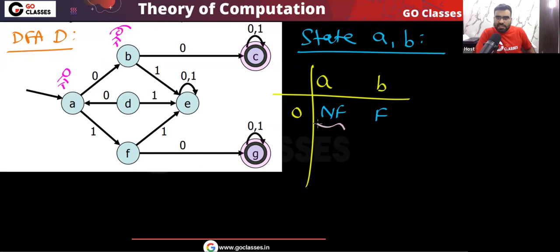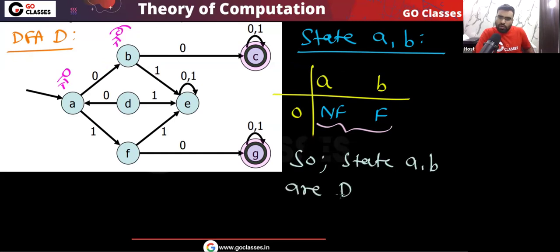So you can see there exists a string, because of which one of them is going to final and another is going to non-final. So what can I say? I can say these states are distinguishable. Is this clear? So states A comma B are not equivalent, or I can say distinguishable.